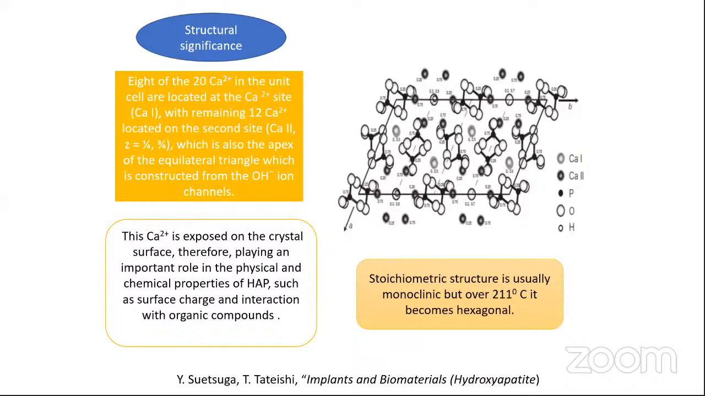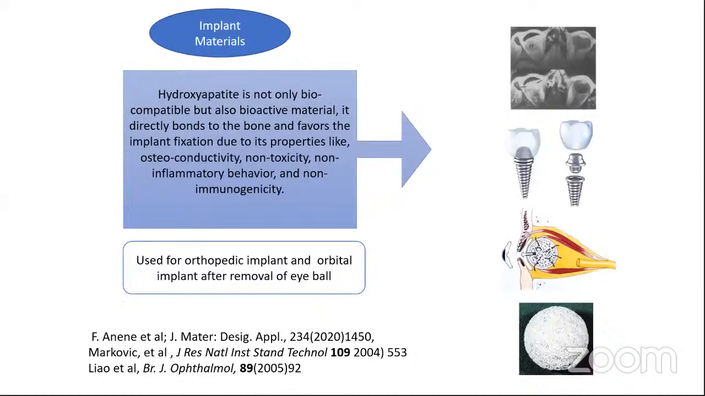Now, there are different applications of hydroxyapatite. Slowly I'm coming to applications like implant material. Hydroxyapatite is a very popular implant material. It is not only biocompatible, but also a bioactive material. It directly bonds to the bone and favors implant fixation due to properties like osteoconductivity, non-toxicity, non-inflammatory behavior, and non-immunogenicity. So these are the implant materials.